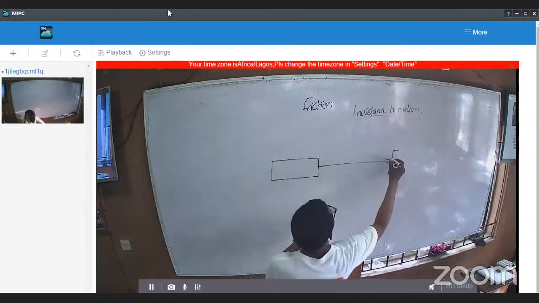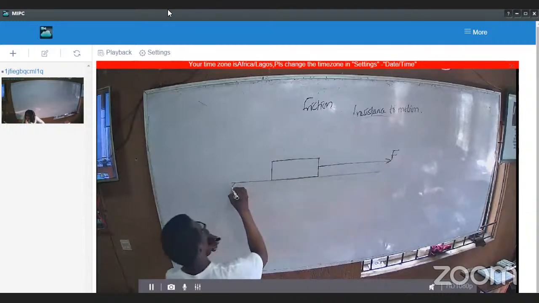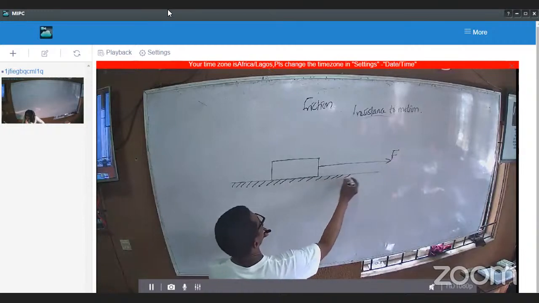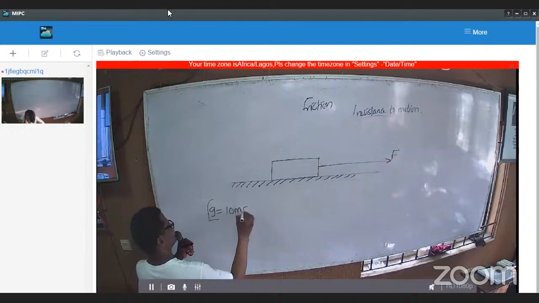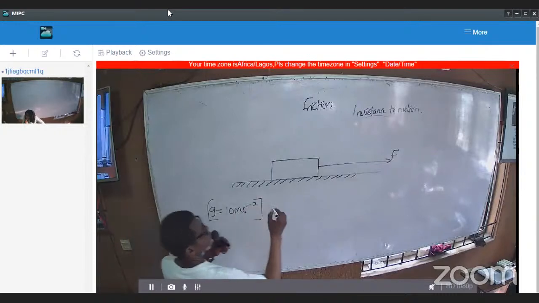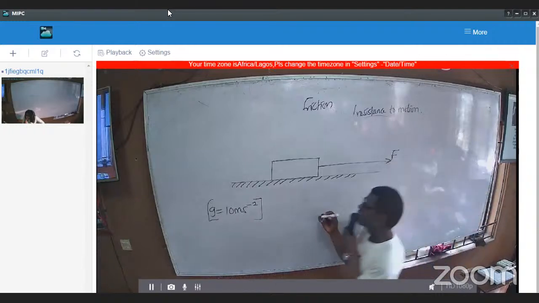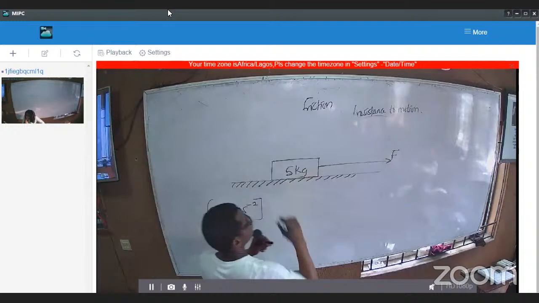Let me even use it to attempt the classwork. I won't talk. I won't guide you. G is 10 meters per second squared. How much mass are we given? 5 kg. Classwork.